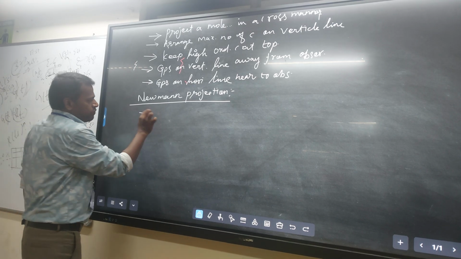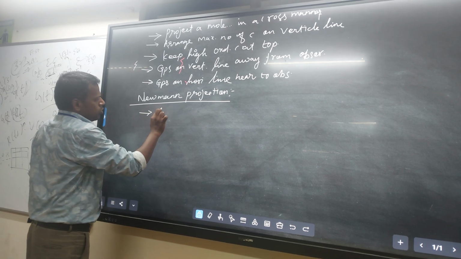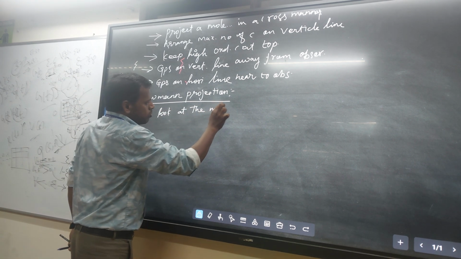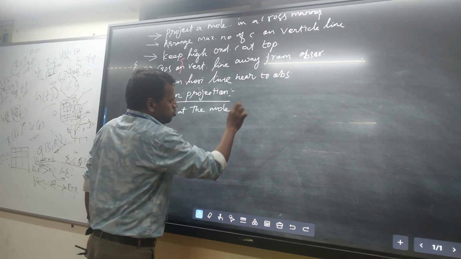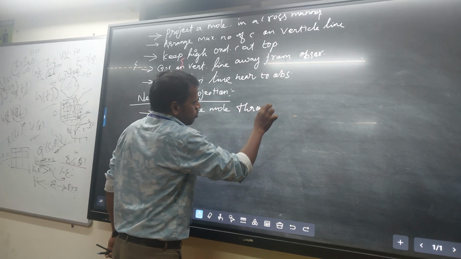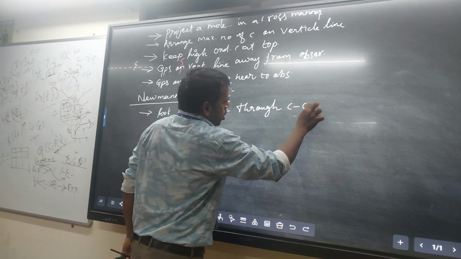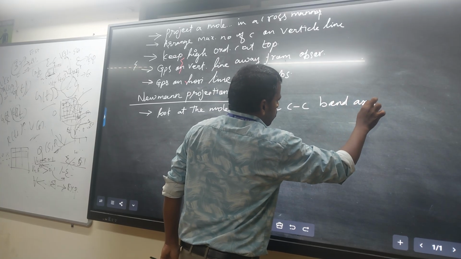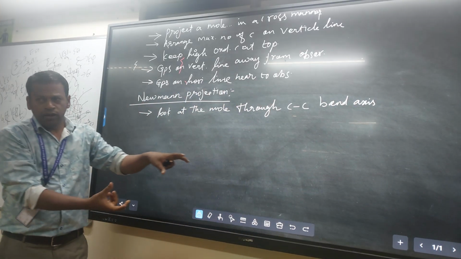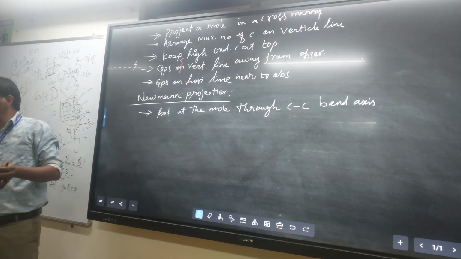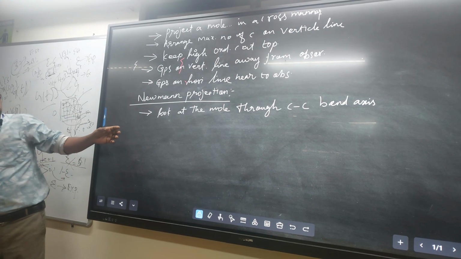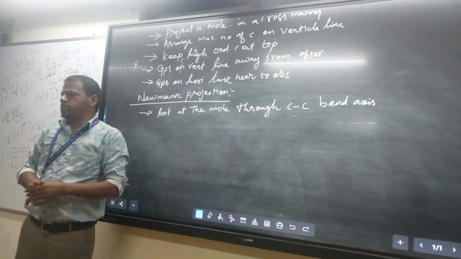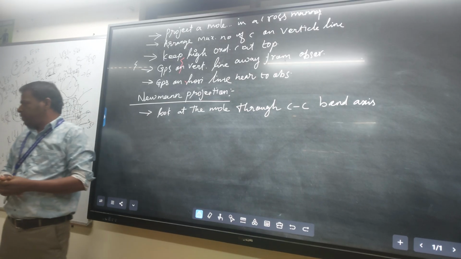So here, what does the first rule say? Look at the molecules through the carbon-carbon bond axis. Later I will explain what a carbon-carbon bond axis is. First you write the rules. Okay, look at the molecules through the carbon-carbon bond axis.